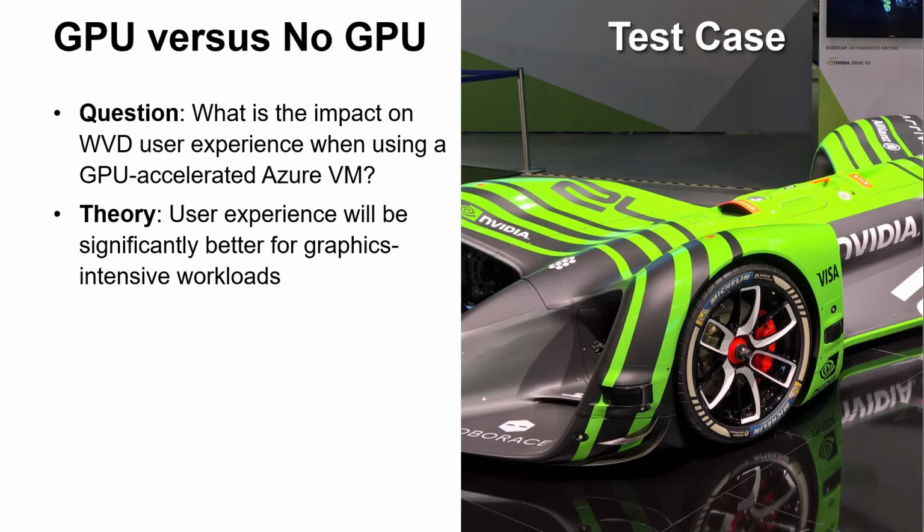Okay, now it's time to walk you through a typical WVD test case, and it covers a question that I keep hearing again and again. What is the impact on WVD user experience when using a GPU-accelerated Azure VM? The theory is that user experience will be significantly better for graphics-intensive workloads. But how much better is it?